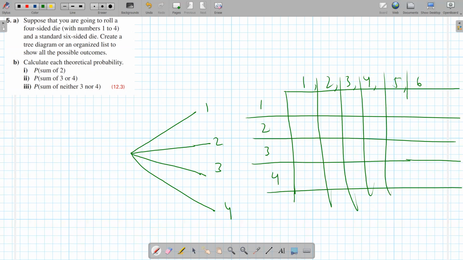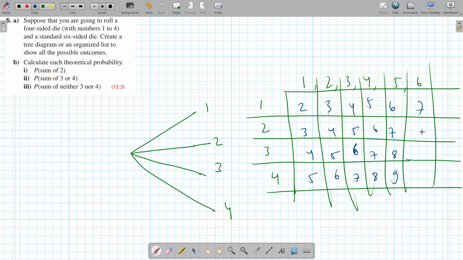So 1 plus 1 is 2, 3, 4, 5. Then 3, 4, 5, 6, then 4, 5, 6, 7. What would this be? 5, 6, 7, 8. Then 6, 7, 8, 9, and then 7, 8, 9, 10. Everything in the middle is a sum. Now let's look at part B.